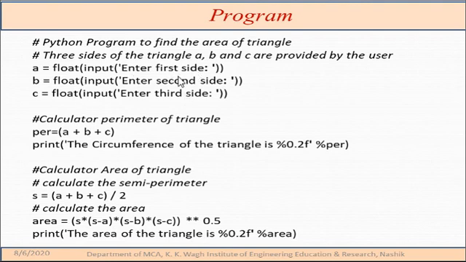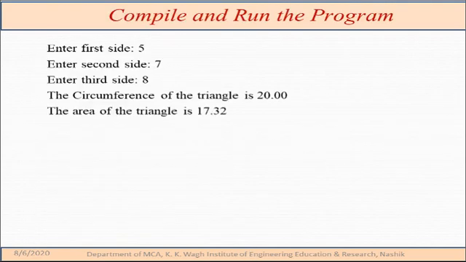For the triangle, we have to read the three sides of the triangle, that is the first side, second side and third side. Then first you have to calculate the perimeter of the triangle. The formula we have already discussed, that is a plus b plus c, all sides of the triangle, and we print that. Then for calculating the area of the triangle, first we have to calculate the semi-perimeter, and then by using Heron's formula we can calculate the area. By using the formula we calculate it, and if we run this program, the output may be generated like this.